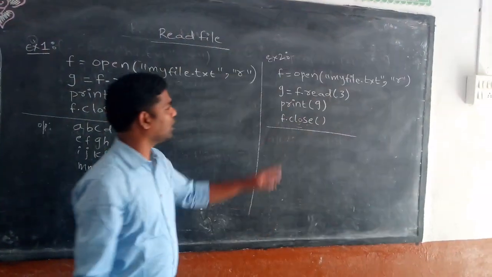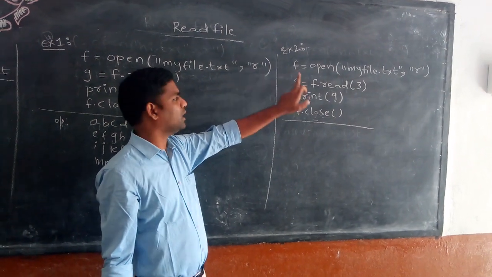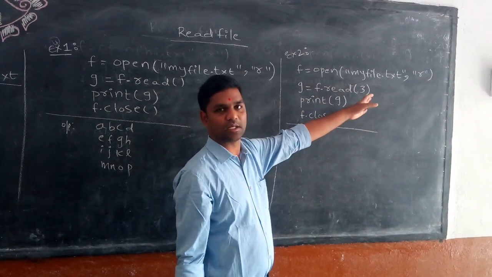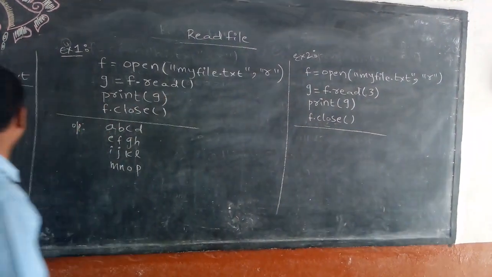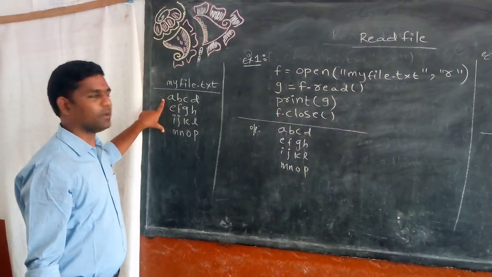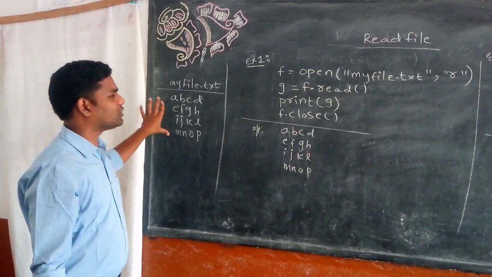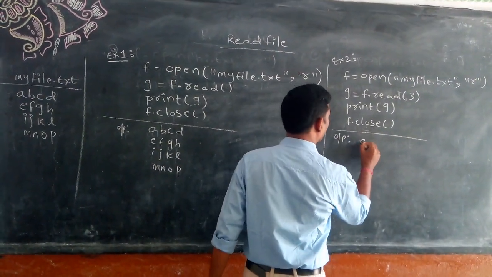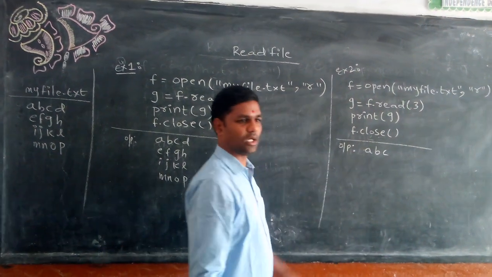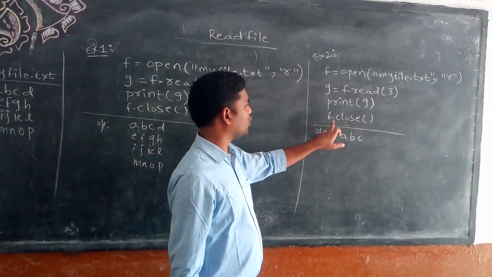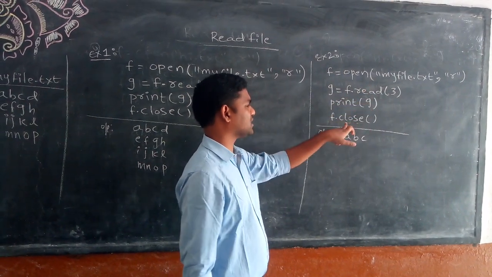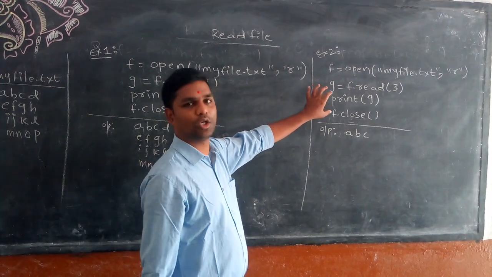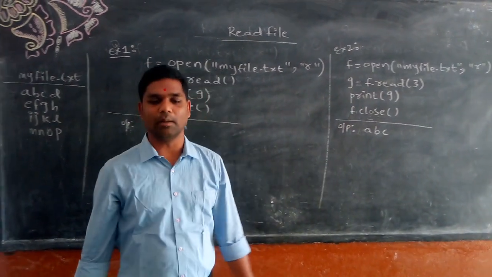Whenever I execute this code, the first line will open the file in read mode, and the second line will read the first 3 bytes of the file, in the sense 3 characters. What are the first 3 characters of my source file? The source file content is ABCD, EFGH, IJKL, MNOP. So the first 3 characters are ABC, and the output is ABC. And then I am closing the file myfile.txt with the file close statement. This is what happens in example number 2, the read function with a number.